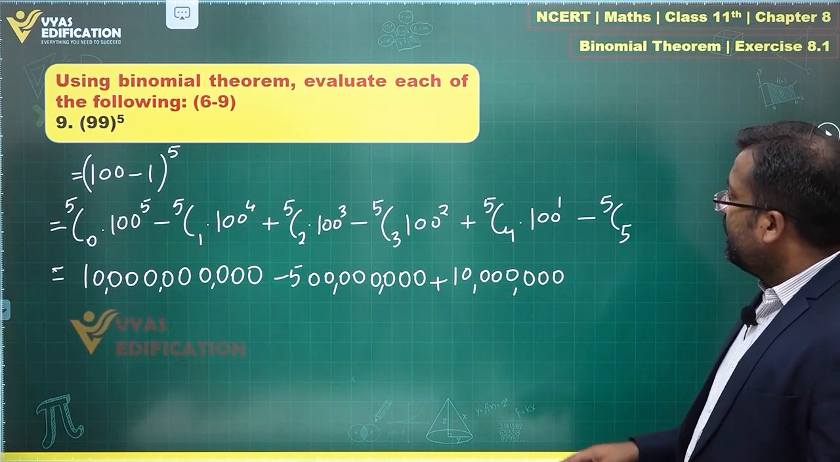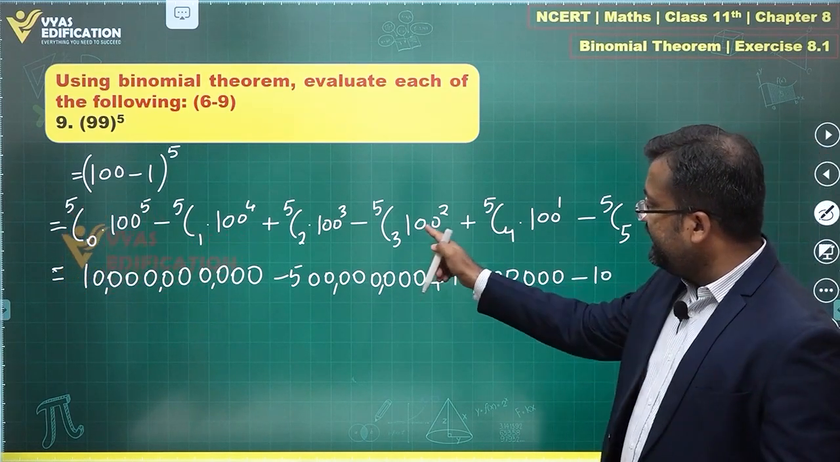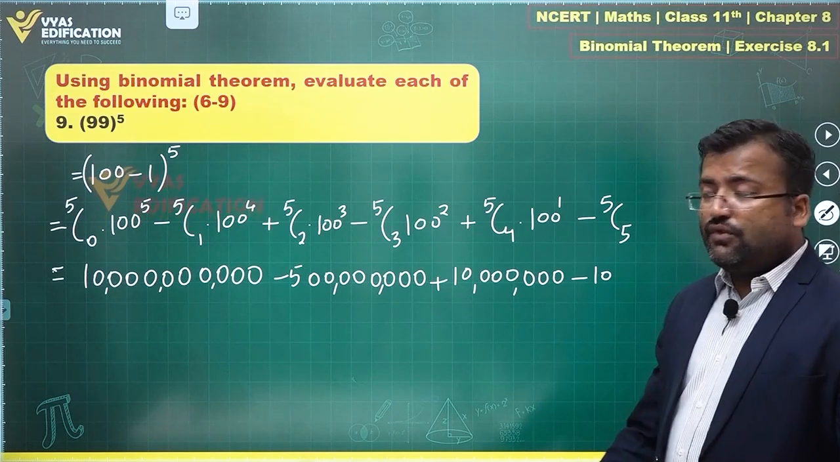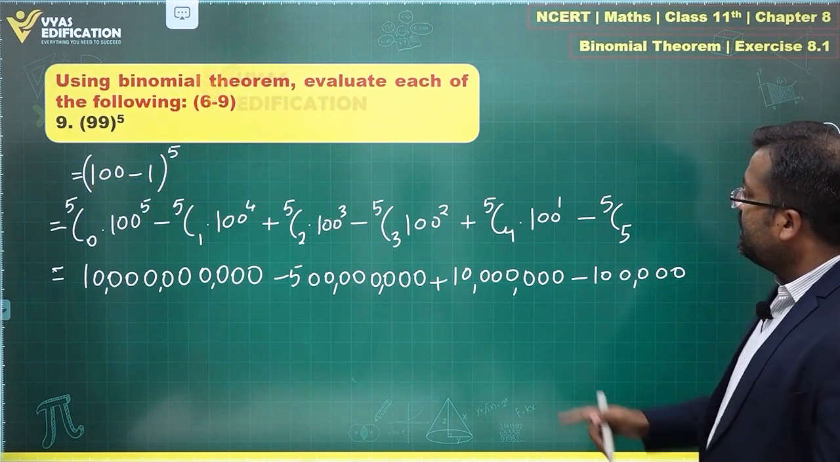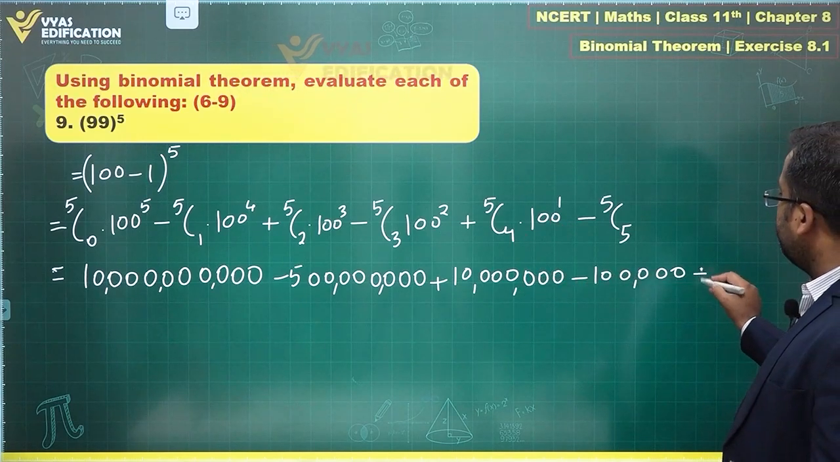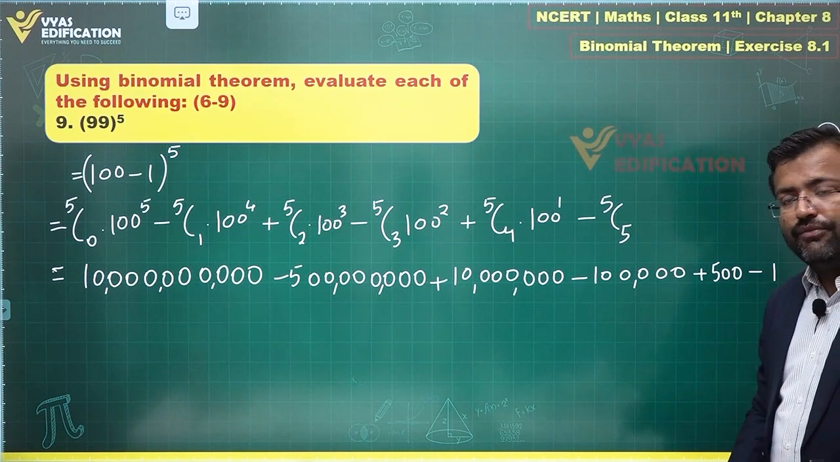What next? You have 5C3 times 100 square, which is minus. 5C3 is again 10, followed by 100 square, which is 4 zeros. Let's separate by a comma. 5C4 is 5, followed by 2 zeros. Minus 5C5 is 1. This is what you have.